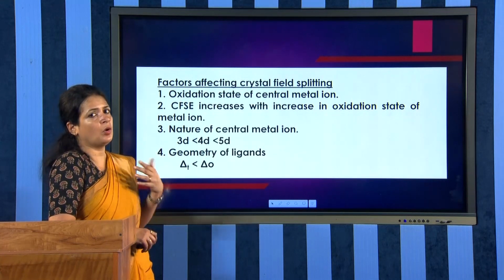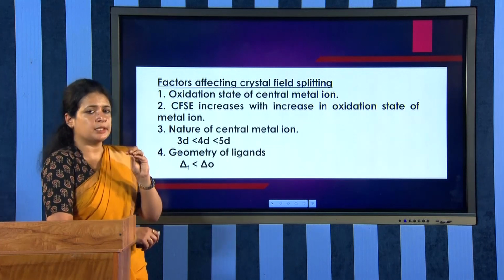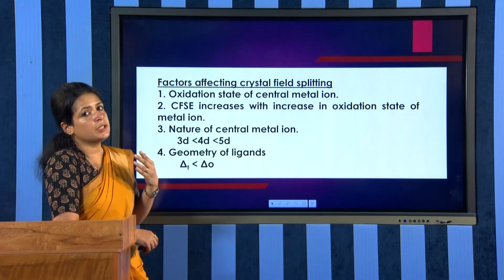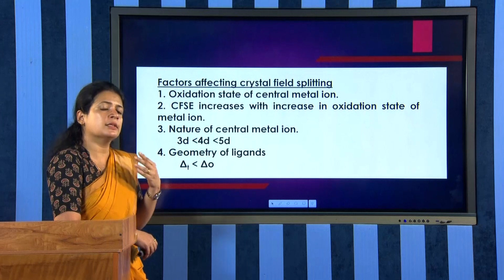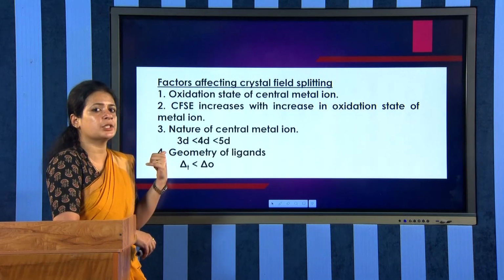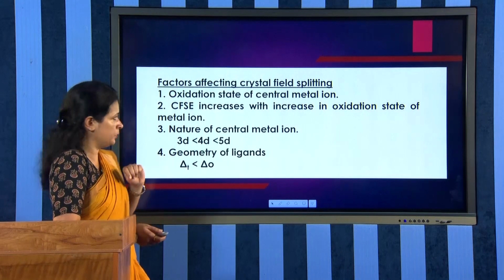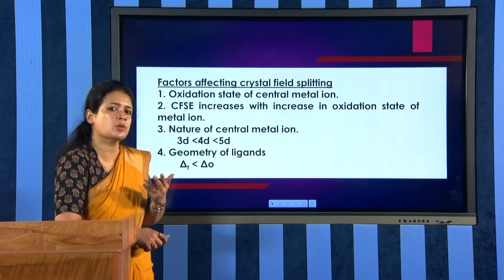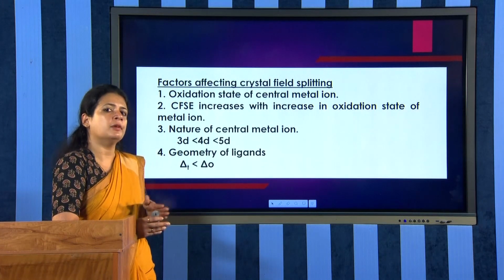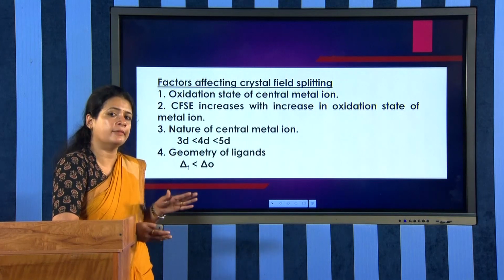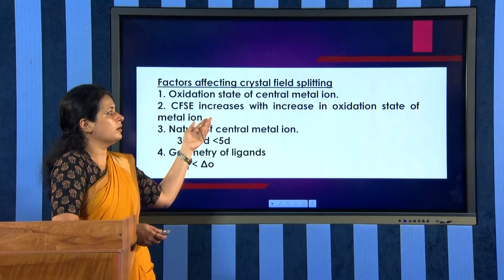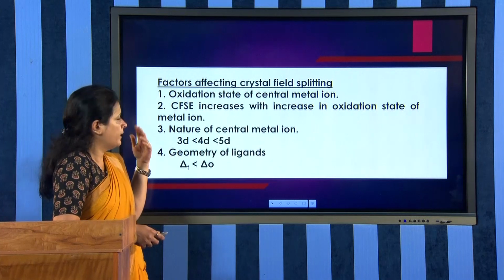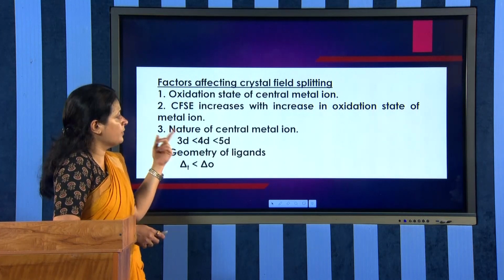In coordination complexes, there is a central metal atom. That central metal atom will have different oxidation states, and it was seen that if the oxidation state of the central metal atom is greater, the crystal field stabilization energy is greater, or the splitting will be more. That is, if a complex ion has a 2 plus oxidation state and a 3 plus oxidation state, the 3 plus oxidation state will have a greater CFSE or crystal field splitting. We can conclude that as the oxidation state of the central metal atom increases, CFSE also increases. That is the first factor. Second is the nature of the central metal ion.